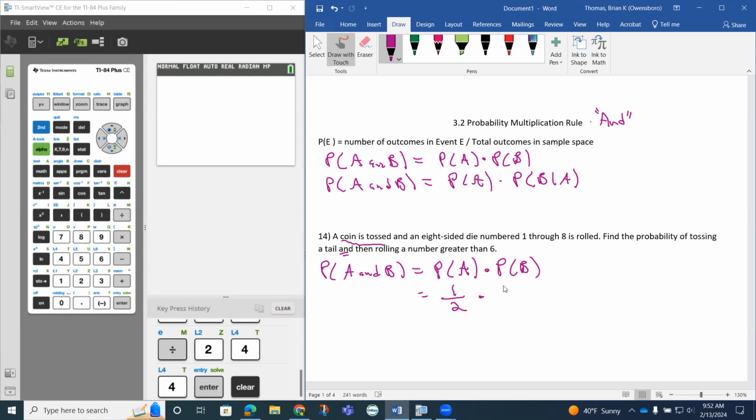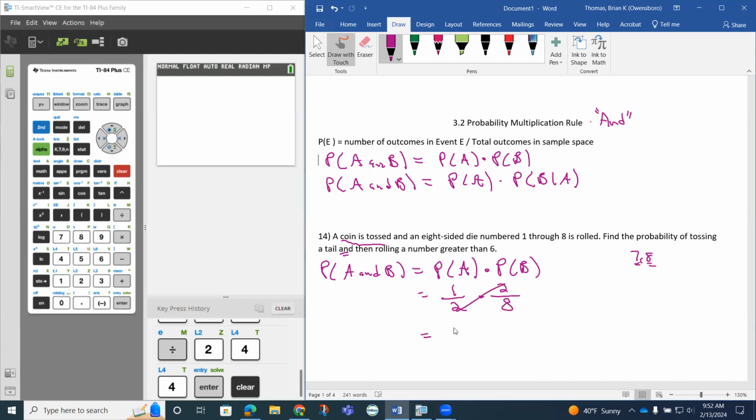And then we multiply that by the probability of B. The probability of B is rolling a number greater than 6. Greater than 6 means you have to have a 7 or an 8. So there are two possible outcomes in our event. And notice it was an 8-sided die. That means there are 8 numbers altogether that we are choosing from. So it's 2 out of 8.